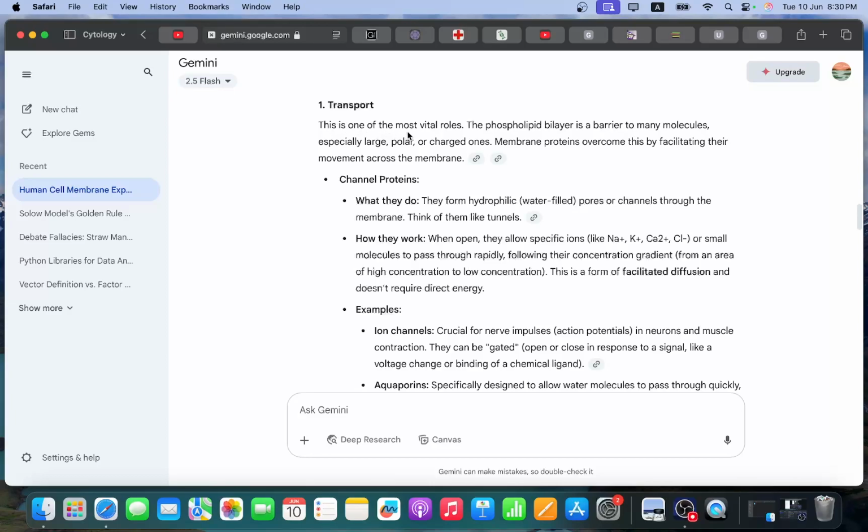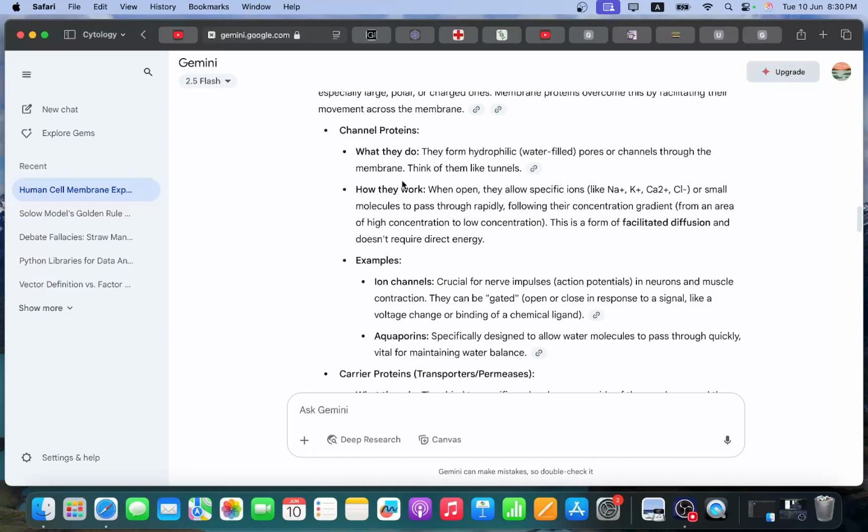Transport. This is one of the most vital roles. The phospholipid bilayer is a barrier to many molecules, especially large polar or charged ones. What is the polar one? I think I remember bipolar having two separate charges at two separate heads. Membrane proteins overcome this by facilitating their movement across the membrane.